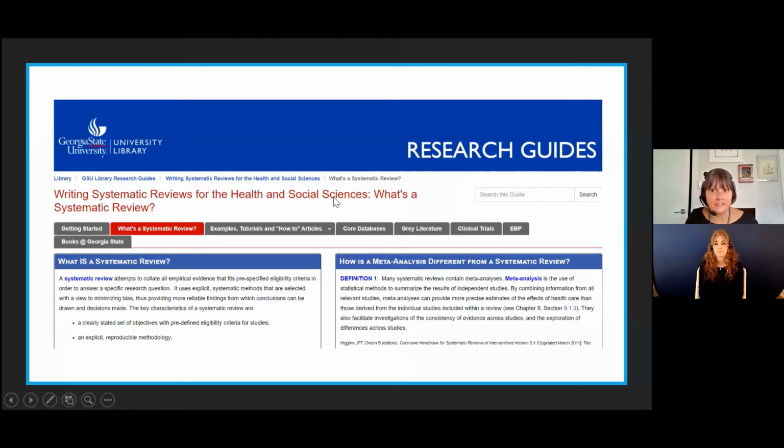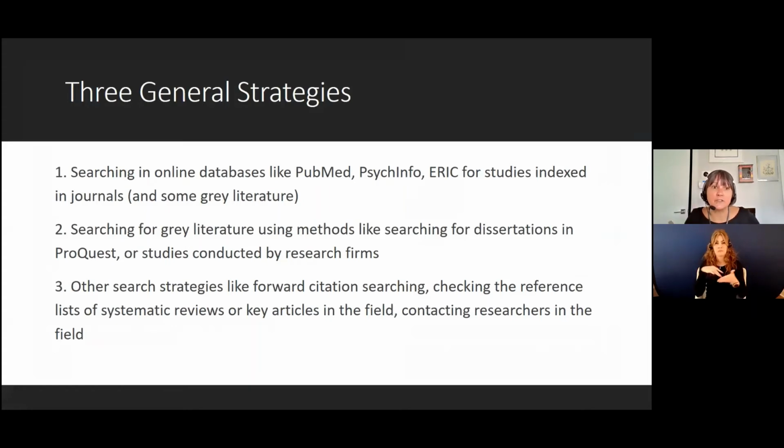So again, going back to those three general strategies for a literature search, first of all, you want to search multiple online databases: psychology, education, and ERIC. There are many contexts in which we might find studies, also in PubMed, and all of these online databases contain some gray literature. We also want to search directly for gray literature, using methods like searching for dissertations in ProQuest, or searching for studies conducted by research firms. My colleagues, both Josh and Ryan at AIR, conduct a lot of primary studies, and so those are also sources for unpublished data. And then use other search strategies like forward citation searching, checking the reference lists of systematic reviews, or contacting researchers who are active in the field.